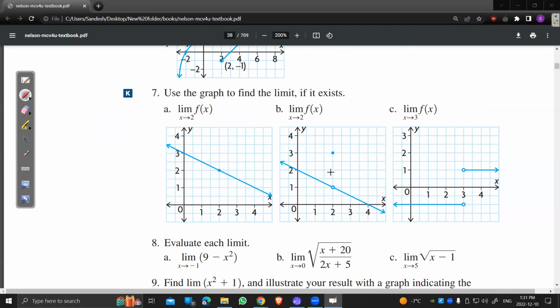Let's look at b. What's the limit on the right side? 2? No, it's not. Try 1? 1, right? The limit on the right side. What about on the left side? Also 1. Does the limit exist? Yes, it's 1. Trick question, is this continuous?